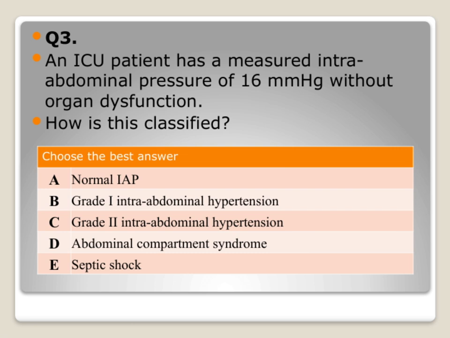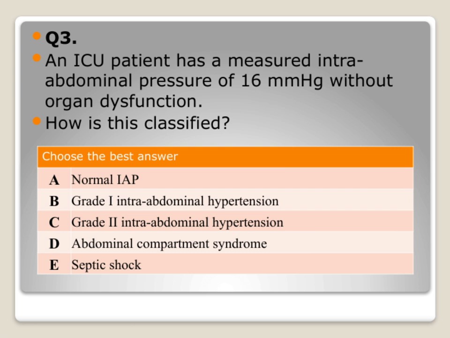When it starts to rise, we classify it into grades. Grade I is from 12 to 15 mmHg, grade II from 16 to 20 mmHg, and so on. Since our patient's pressure is exactly 16 mmHg, that puts it right at the beginning of grade II intra-abdominal hypertension. It's also crucial to note that the classification depends not just on the pressure reading, but also on whether organ dysfunction is present. Because this patient has no organ dysfunction, this measurement alone places him in the grade II category.